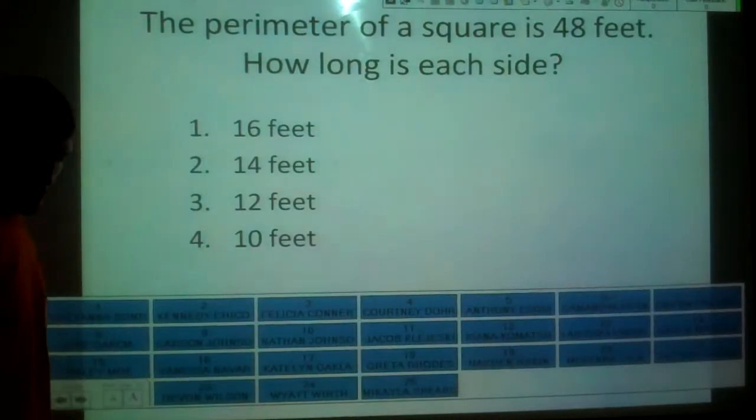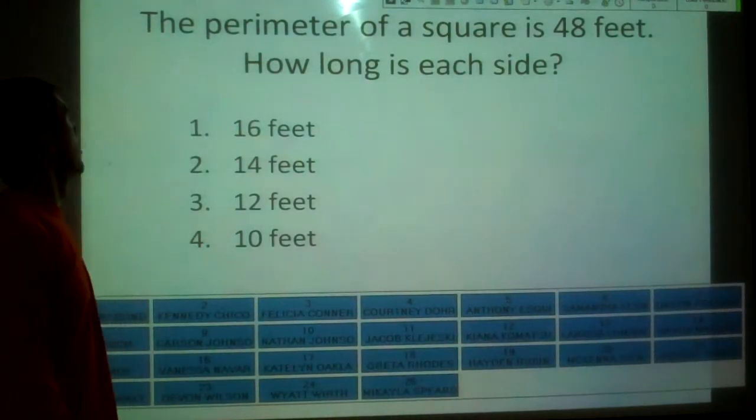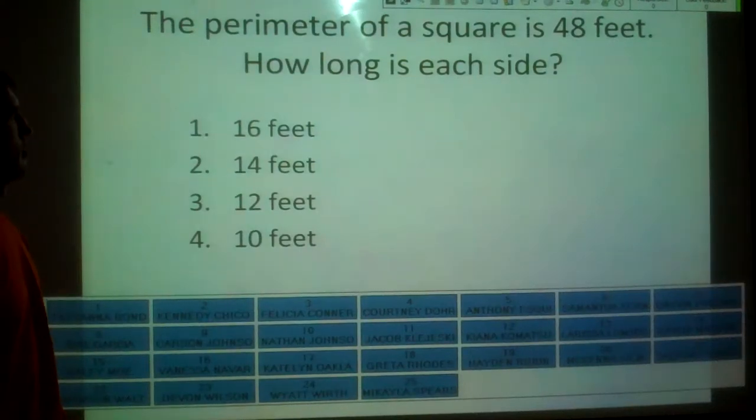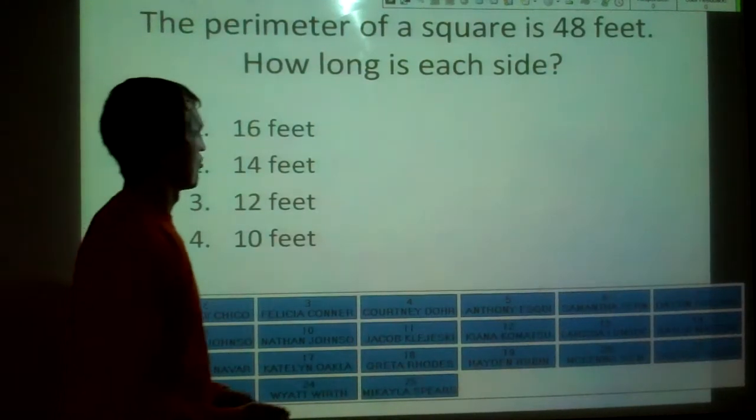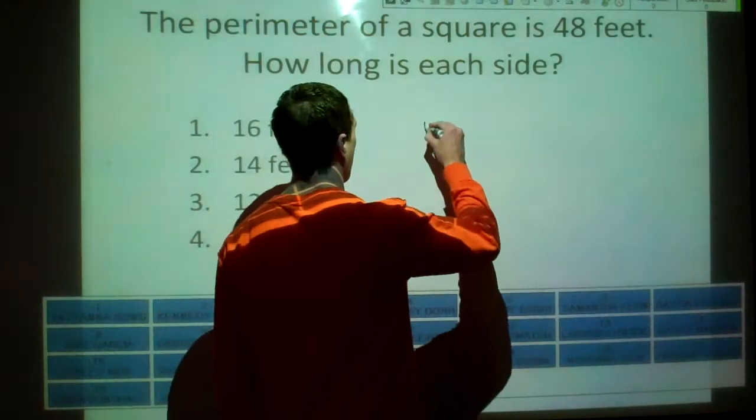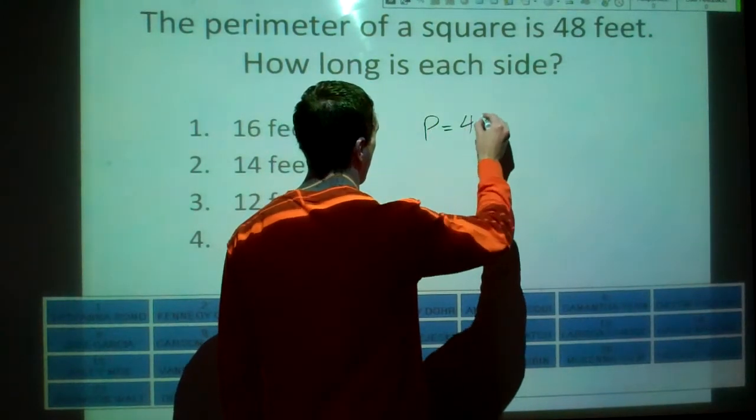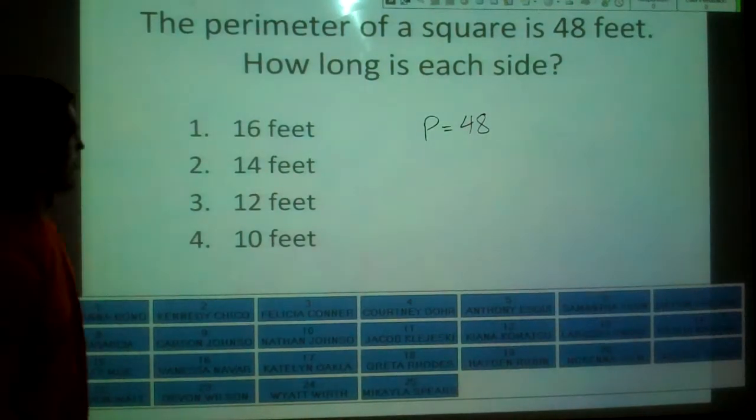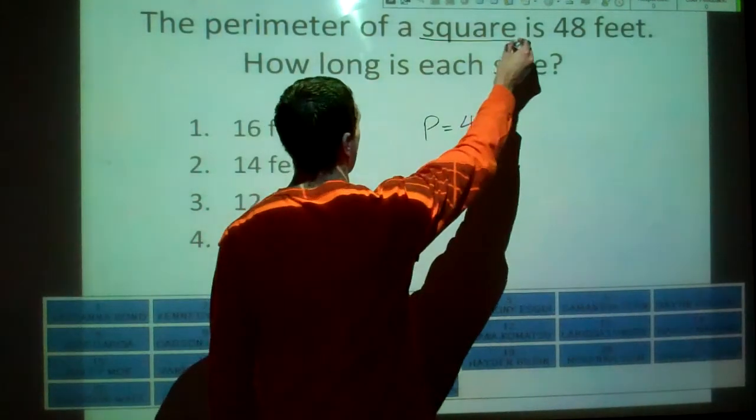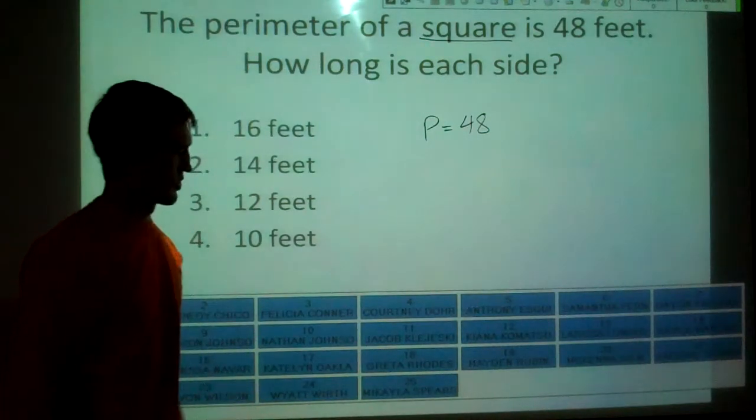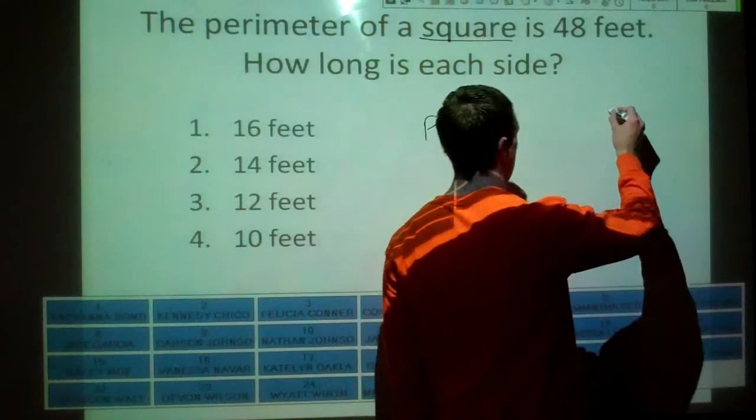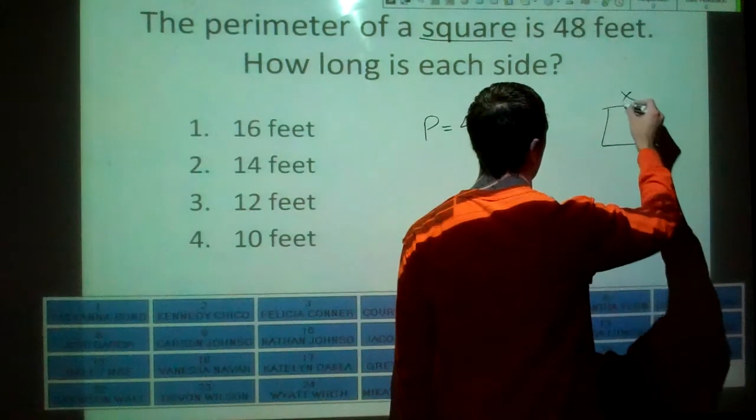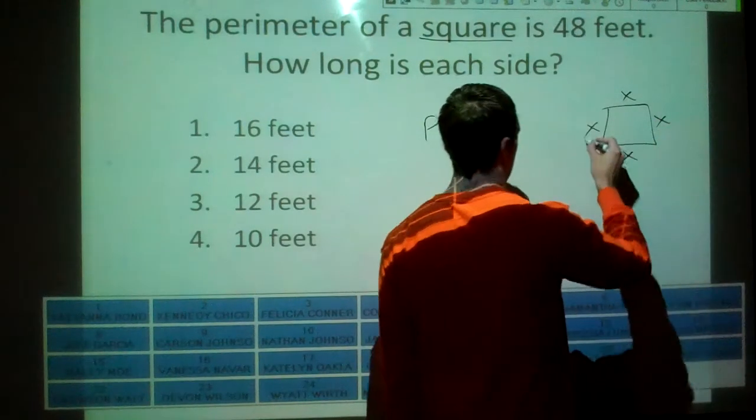Alright. Now this one goes backwards. The perimeter of a square is 48 feet. So we know the perimeter is 48. How long is each side? And it's important to know that we're talking about a square. Alright, so we have a square with unknown lengths. So we'll just call those x, x, x, x.